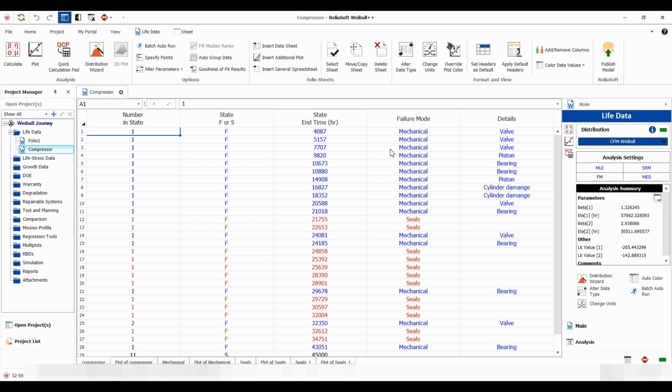So these are three of the models we included in Weibull++. In the next video, we'll be looking at how we can refine our projection.